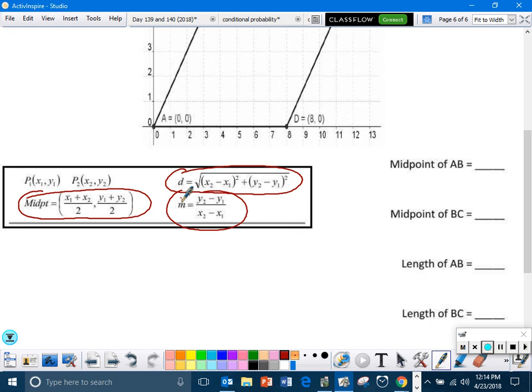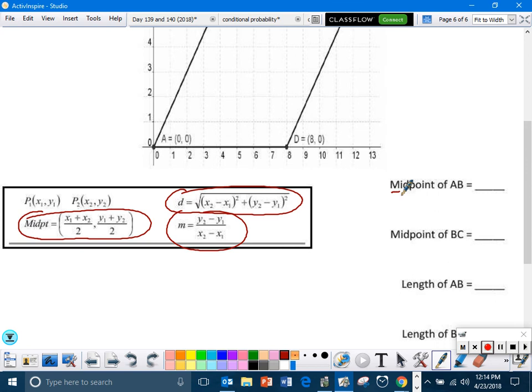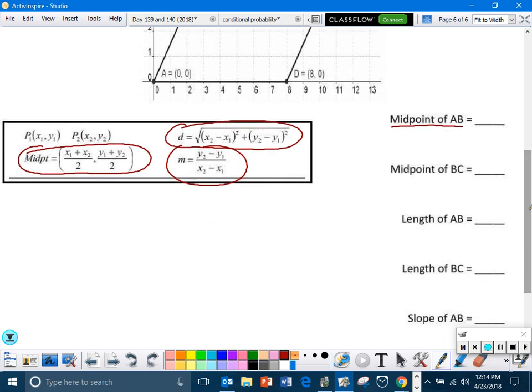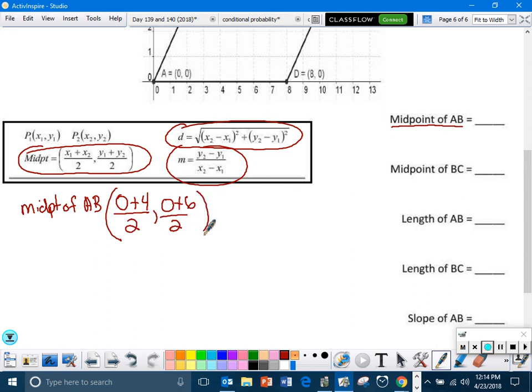All right, so the first thing is the midpoint of AB. You would take 0 plus 4, those are the x values, and divide it by 2. Take the y values, add them together, divide by 2. So the midpoint of AB is (2, 3).